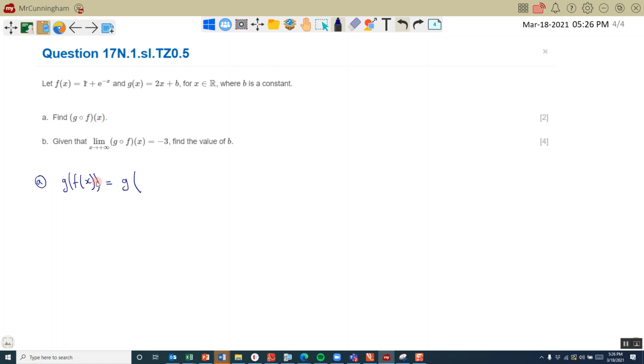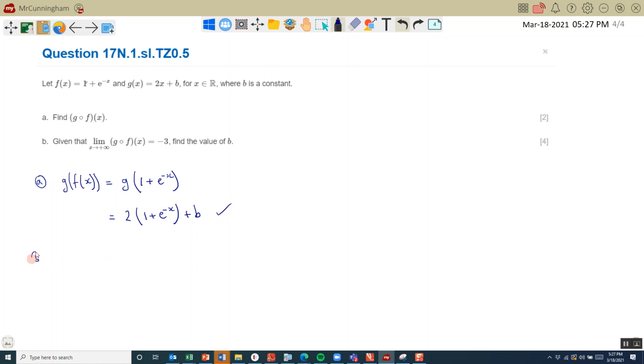So I'm taking my f of x, which is 1 plus e to the negative x, and I'm putting it into g of x. So everywhere I see an x here, I'm going to replace it with 1 plus e to the negative x. So that's going to be 2 times this, 2 times the value of x, which is all of this, and then plus b. And that is done. Okay, so you could leave it like that.